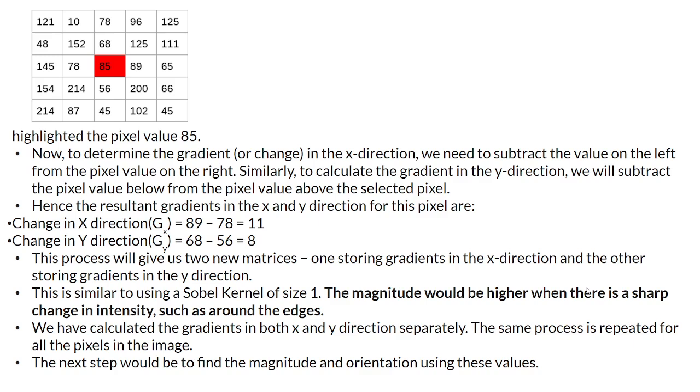This is similar to using a Sobel kernel of size 1. The magnitude will be higher when there are sharp changes in intensity, such as around edges. So we have calculated the gradient in both the x and y direction separately. The same process is repeated for all pixels in the image.